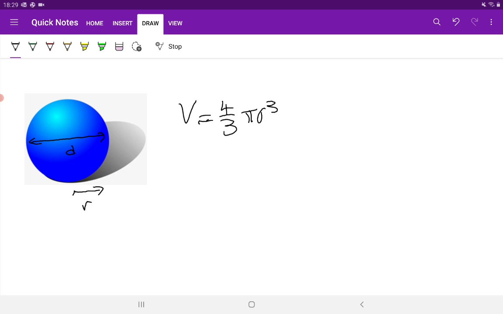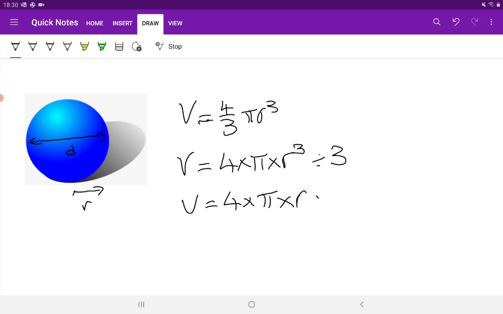Now, if you don't have a nice calculator that's got fractions on it that you can use nicely, then another way to do this is 4 times pi times the radius cubed, divided by 3. And if you don't know where the cubed button is on your calculator, the way to type it in may well be 4 times pi times the radius times the radius times the radius divided by 3. That looks quite long-winded, but because I'm not there to help you with the calculator, that might be the best way to do it.